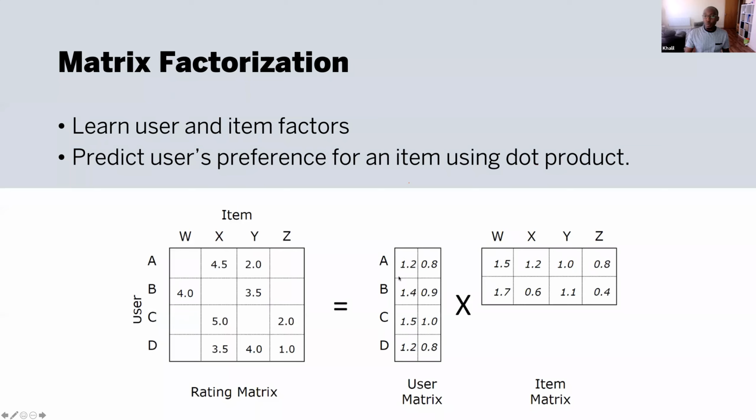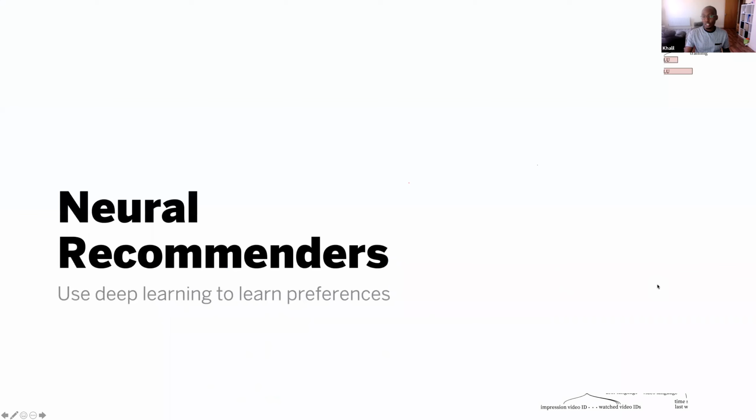What we effectively learned is that user A's preferences can be condensed into 2 dimensions, user B 2 dimensions, and item W 2 dimensions. So we've reduced the dimensionality, such that if we need to make a prediction, we simply multiply. If we need to predict what user B would give for item X, we simply multiply this and this, and that will give us a prediction. So that's matrix factorization in a nutshell.